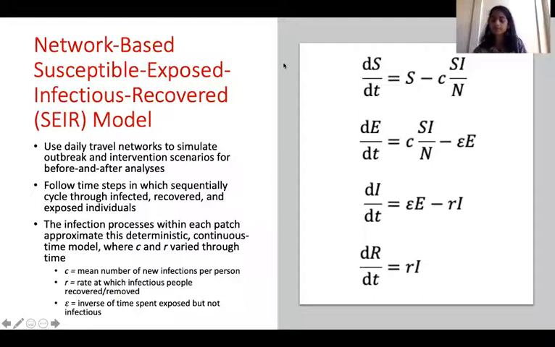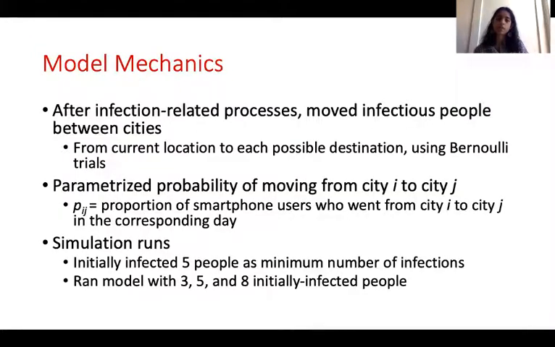So after the model completed the infection-related processes, the authors moved infectious people between cities. So they moved them from their current location to each possible destination, including staying in the same city, using Bernoulli trials. And they parametrized the probability of moving from city I to city J using Pij, which is the proportion of smartphone users who went from city I to city J in the corresponding day, from the Baidu dataset in 2015, accounting for travel restrictions in 2020.